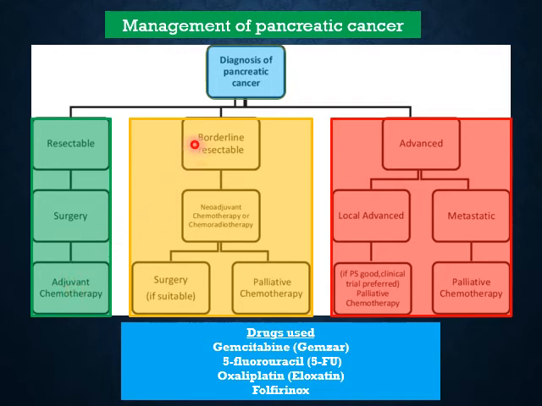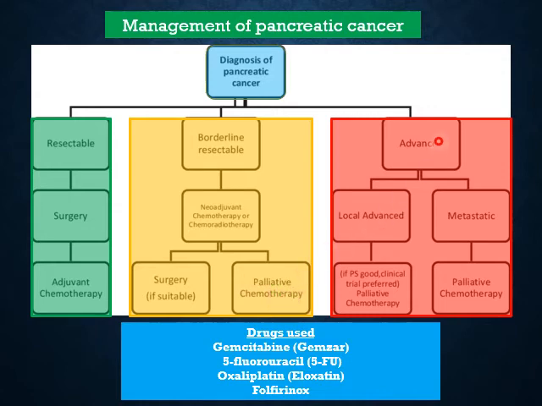In borderline cases, there's borderline resection, neoadjuvant therapy, chemotherapy or chemoradiotherapy, to downgrade the tumor if possible. If it is suitable, then you proceed after that with surgery. If it is not, then proceed with palliative chemotherapy.